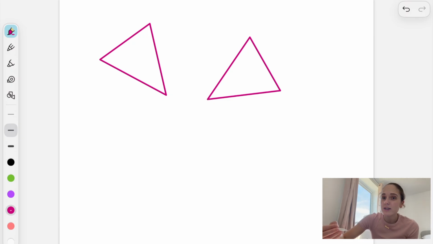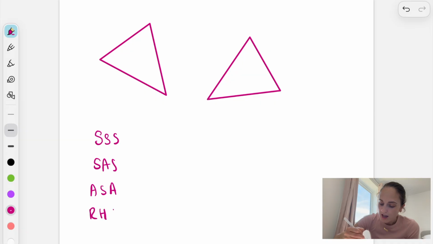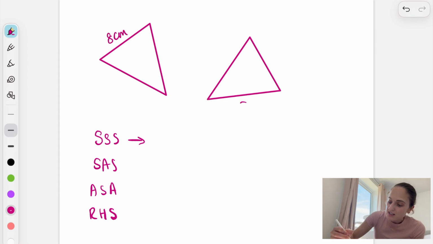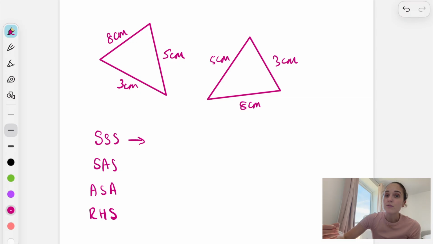So we have four different ways of proving congruency. We have SSS, SAS, ASA, and RHS. If we can prove that three sides of the triangle are the same, so for example, if this is 8 centimeters, this is 8 centimeters, this is 5 centimeters, and this is 5 centimeters, and this is 3 centimeters, and this is 3 centimeters, because we have three sides the same, they must be congruent. So SSS is where we have side, side, side, so three sides are the same.